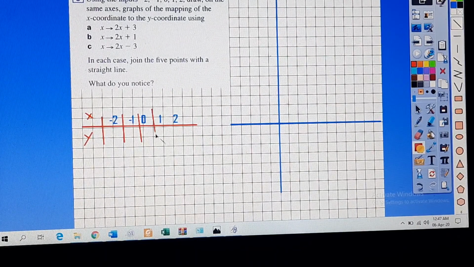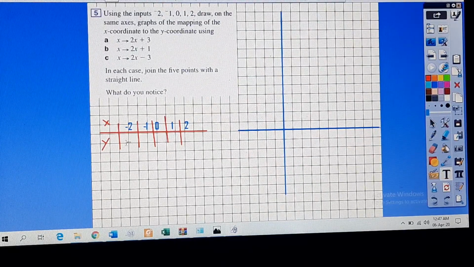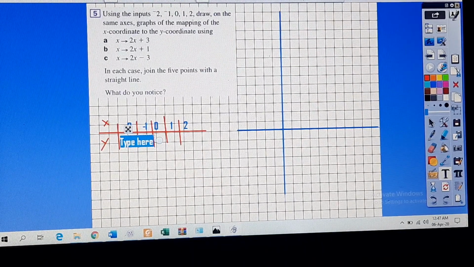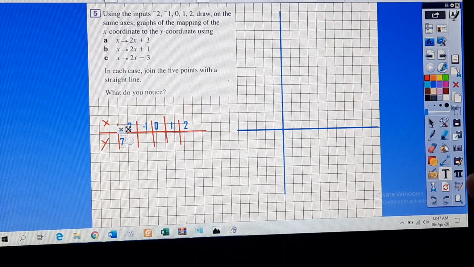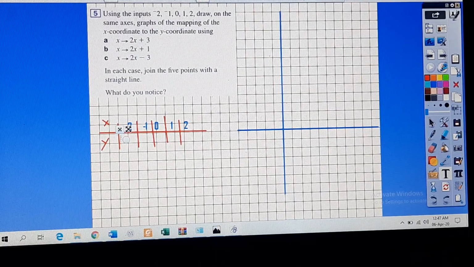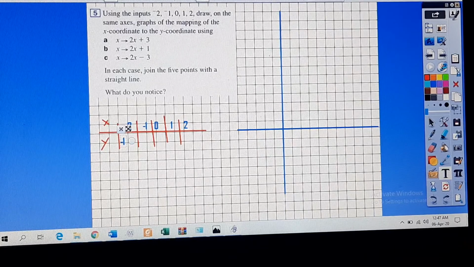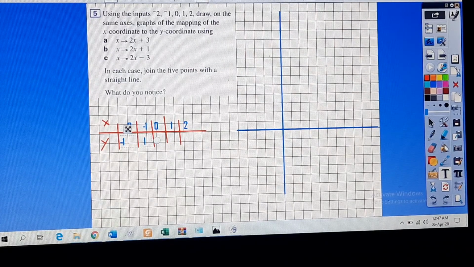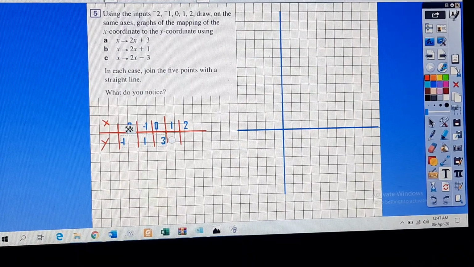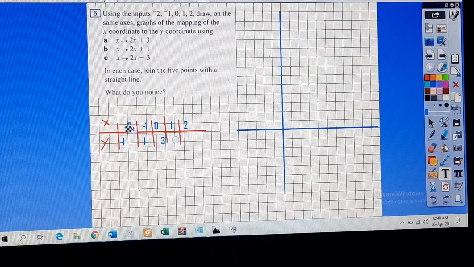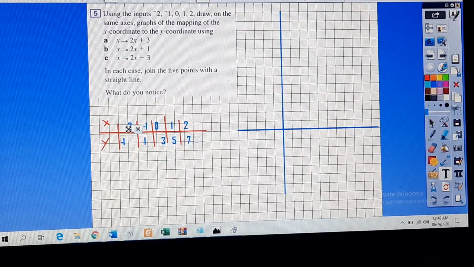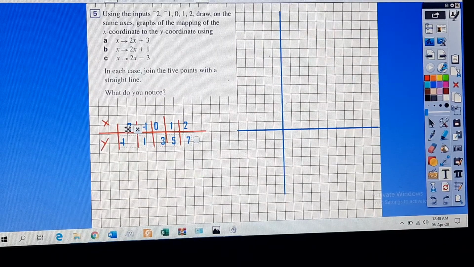And for each of them, we'll find the values of y. If x is minus 2, 2 times minus 2 is minus 4, plus 3 will be minus 1. If x is minus 1, minus 2 plus 3 will be 1. If x is 0, 2 times 0, 0, plus 3, 3. If x is 1, 2 times 1 is 2, plus 3, 5. If x is 2, 2 times 2, 4, plus 3, 7. So these will be the points for the first line. Like this we'll find the other ones too.